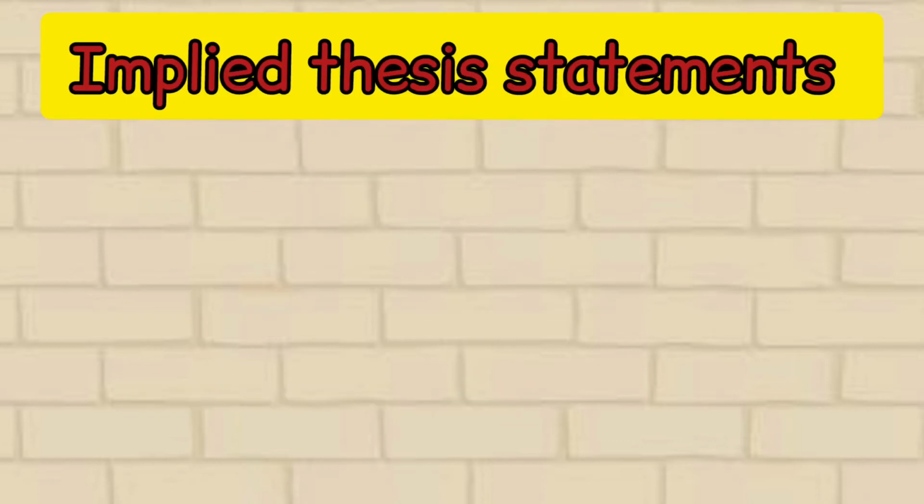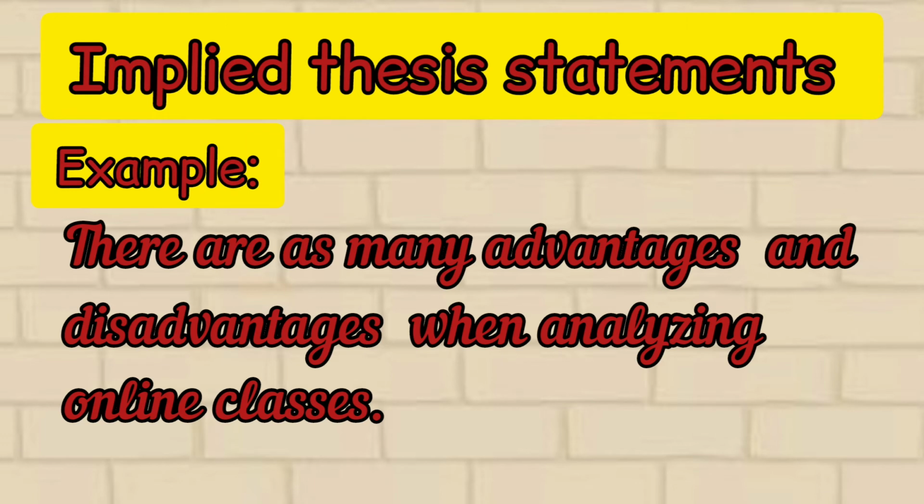As regards the thesis statement, I told you that in this case, we are going to use an implied thesis statement. For example, online classes. There are as many advantages as disadvantages when analyzing online classes. So, the first point, the main point, is advantage, and the second one is disadvantage. And they are going to be used as topic sentences in your body paragraphs. Okay? Because if you write all the advantages and disadvantages, as I said before, in this thesis statement, it is going to be too long.